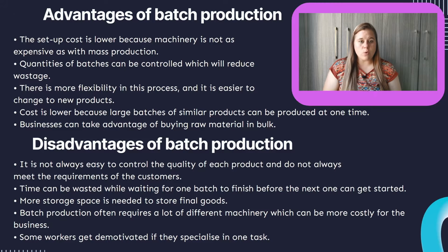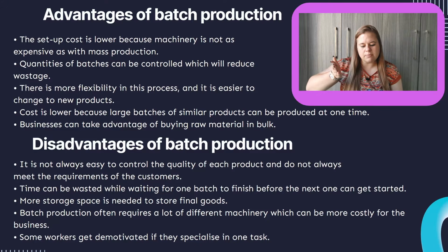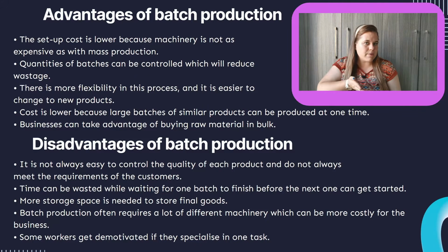Batch production often requires a lot of different machinery, which can be costly for the business. And the reason that the machinery is going to be different is because every batch that we're making could be different from the other. Some workers may get demotivated if they are not specialized in one task.